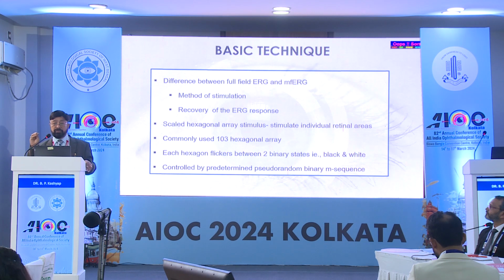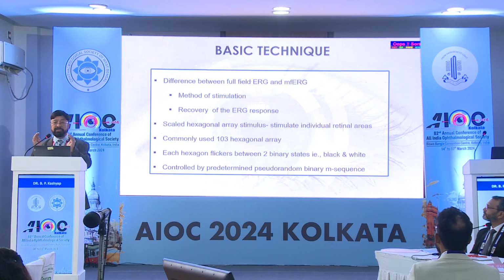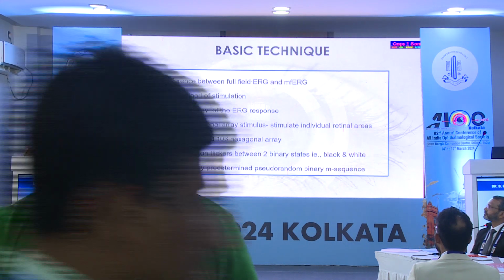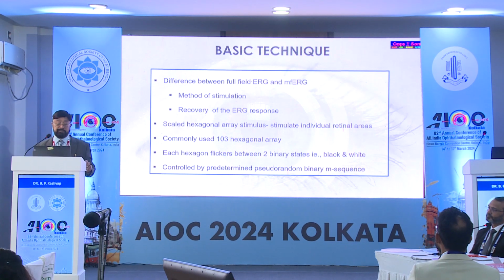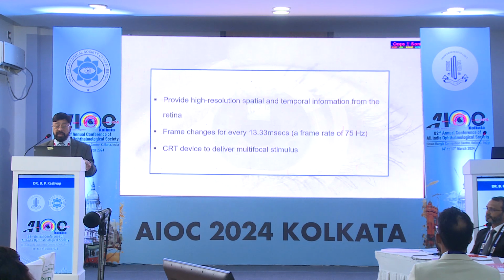The checkerboard can be from 61 to 103 hexagonal arrays, and it is not the individual wave you see. It is a total mathematical summation, and it tells you ultimately the function of the retina. For multifocal ERG, this is the way you place the electrodes, and it provides high resolution spatial and temporal information from the retina.